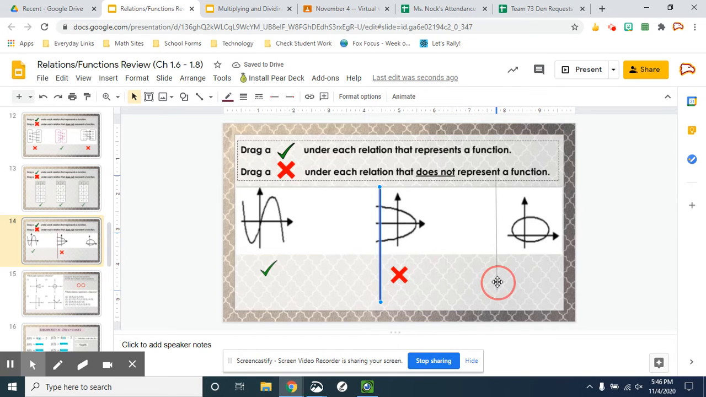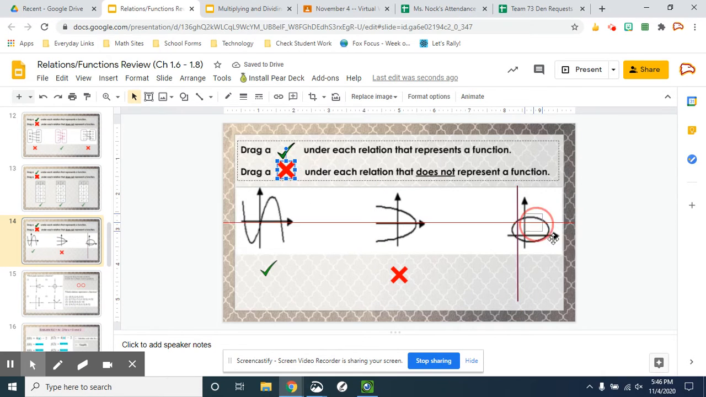All right, and last but not least, we drag it across, and once again, immediately, it is touching at two different places. This is not a function. It does not pass the vertical line test.